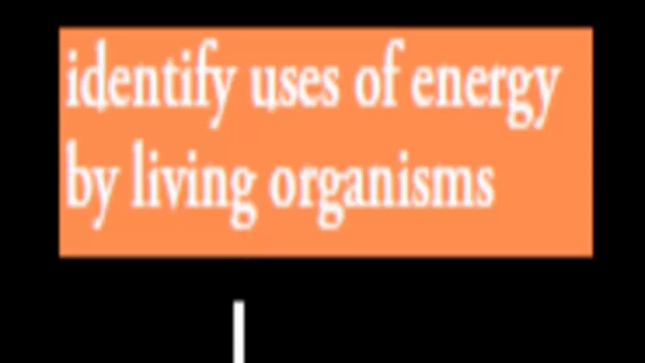Welcome back. In the last video we talked about some of the sampling techniques we can use to find distribution and abundance of species. What we'll do in this video is cover the next dot point, which is all about energy and what we need energy for. I'll read the actual dot point. It says identify uses of energy by living organisms.